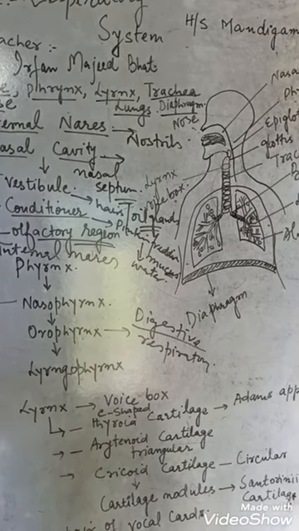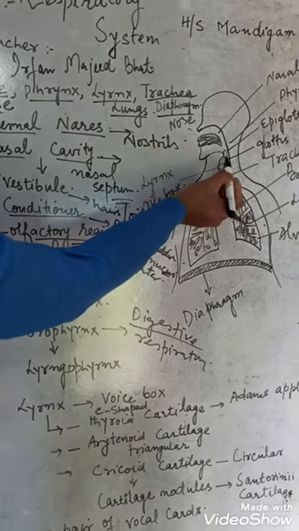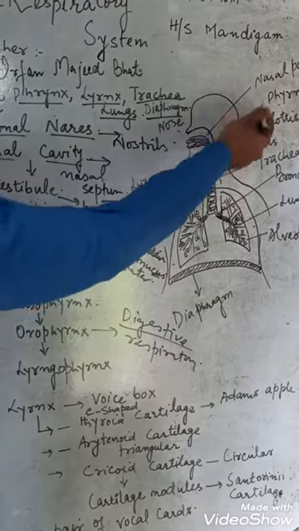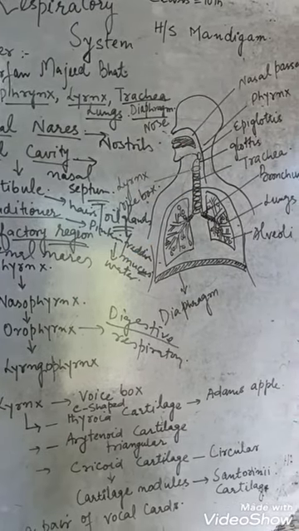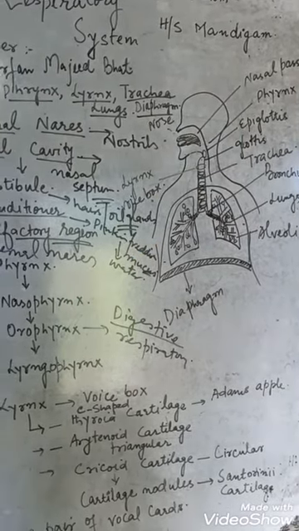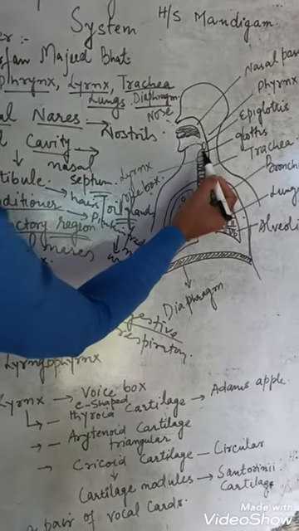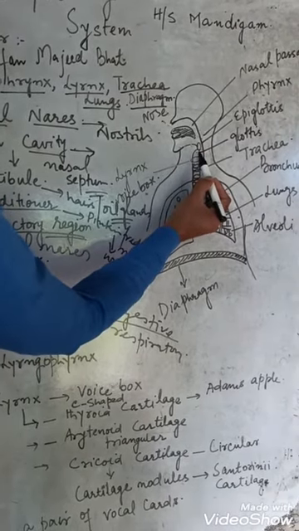And then you have the laryngopharynx here. This is the laryngopharynx, part of the pharynx. Inside the laryngopharynx there is a slit or opening called the glottis. This is the glottis, or we can say the opening.